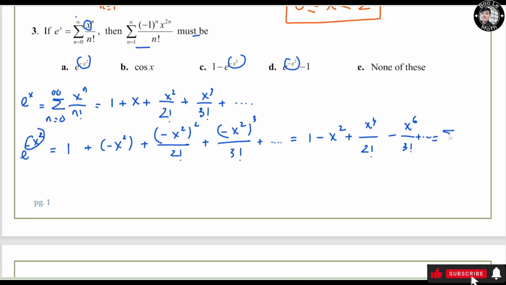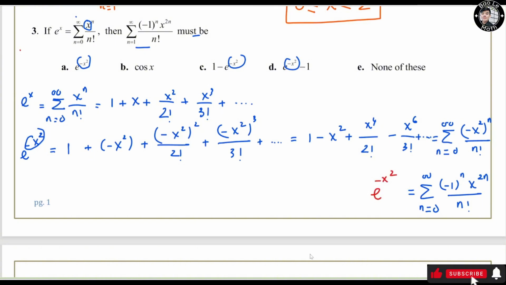So you have the summation n goes from 0 to infinity, negative s squared altogether raised to the n over n factorial, right? And this turns out to be the sum n goes from 0 to infinity, negative 1 raised to the n, s raised to the 2n over n factorial, right? I can rewrite e to the negative s squared as this one, right?